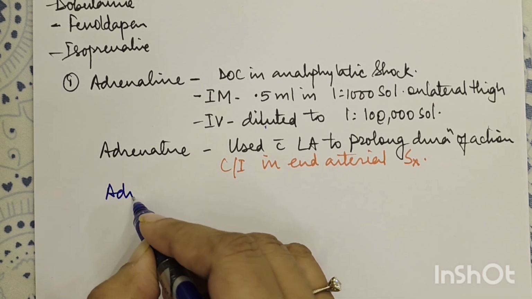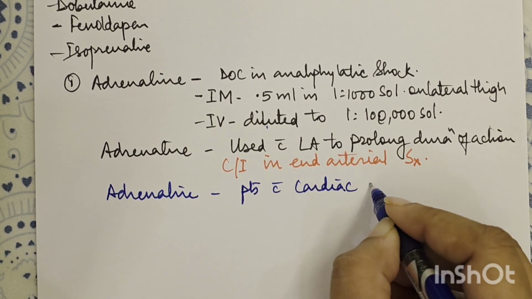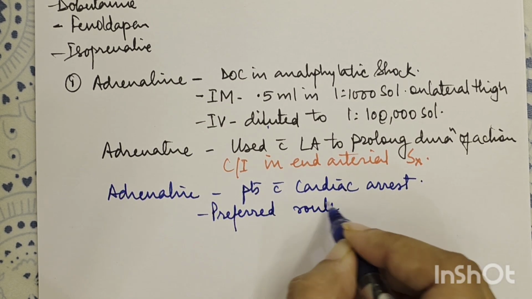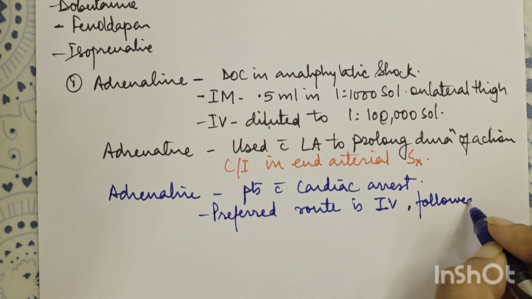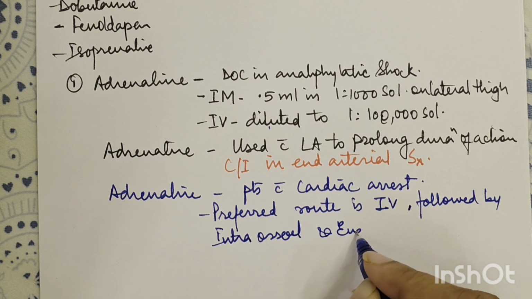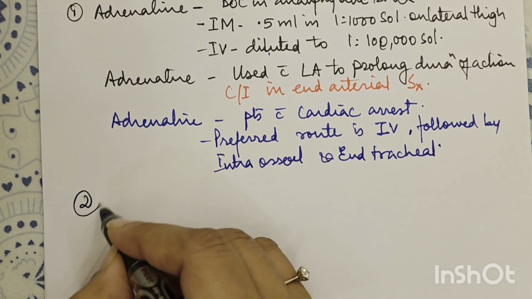Then adrenaline is also used in patients with cardiac arrest. Okay, the preferred route here is IV, followed by intraosseous and endotracheal. Okay, now coming to the next drug, that is dopamine.